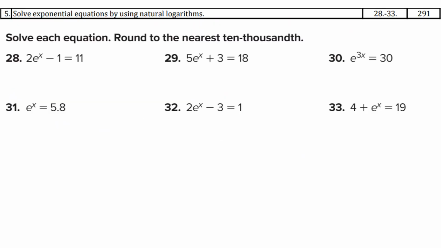Now we are moving to exponential equations. The questions that we are now going to be covering are on page 291 of your math book, and these are on natural logarithms. Natural logarithms means you will take ln. Common logarithm means you will take log. So be careful. For natural logarithm, base is e. For common logarithm, the base is 10. That's the difference.